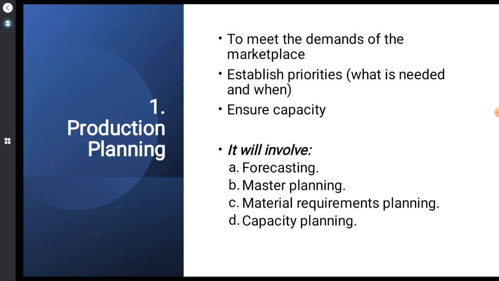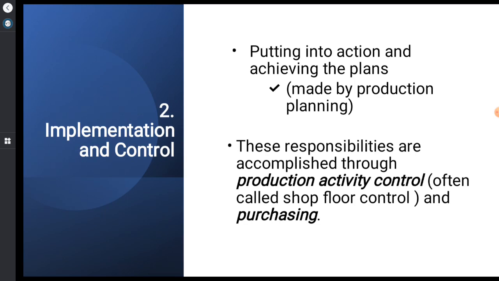So this is production planning. The second step or the second activity is implementation and control. And here we are focusing on putting our plans into action and achieving the plans we made in the production planning.